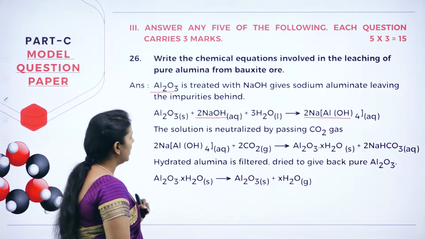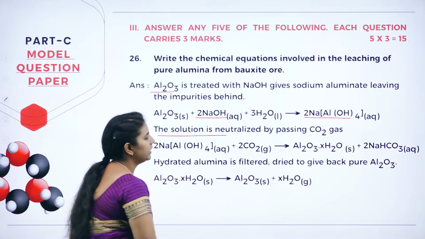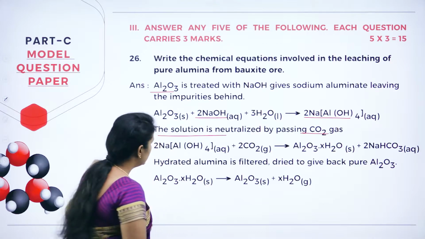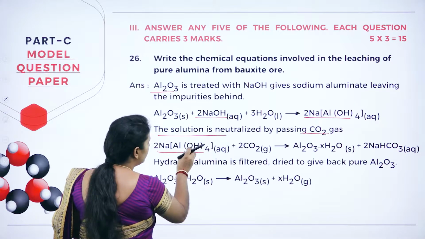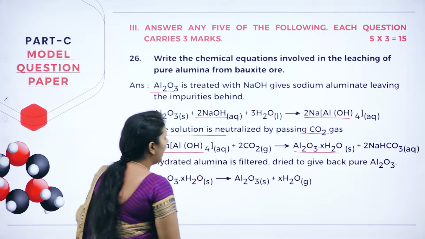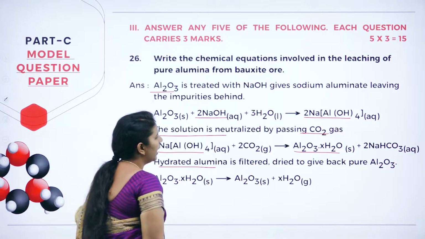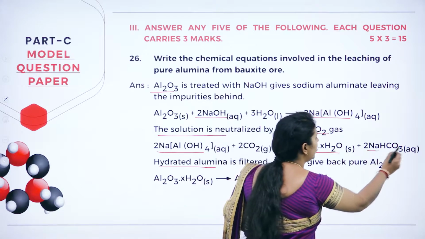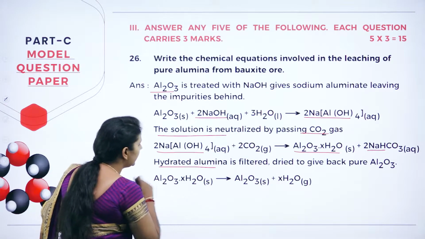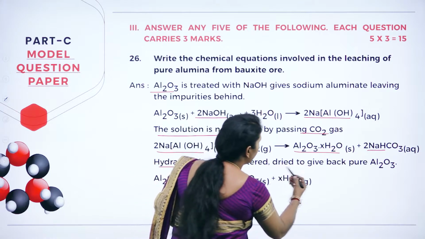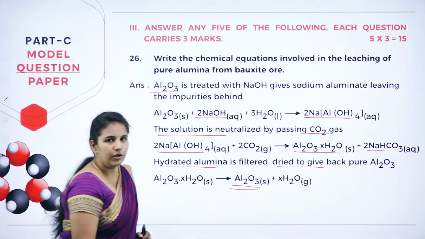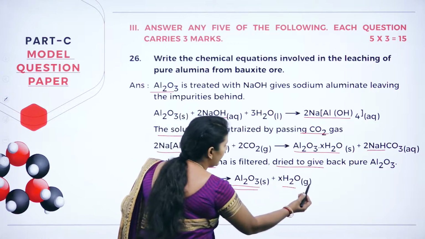In the next step, the solution is neutralized by passing carbon dioxide gas. So this is the sodium aluminate. To this, we pass carbon dioxide and it forms aluminium hydroxide, also known as hydrated alumina, with the formation of sodium bicarbonate. In the third step, the hydrated alumina is filtered and dried to give pure alumina, and water will be removed.